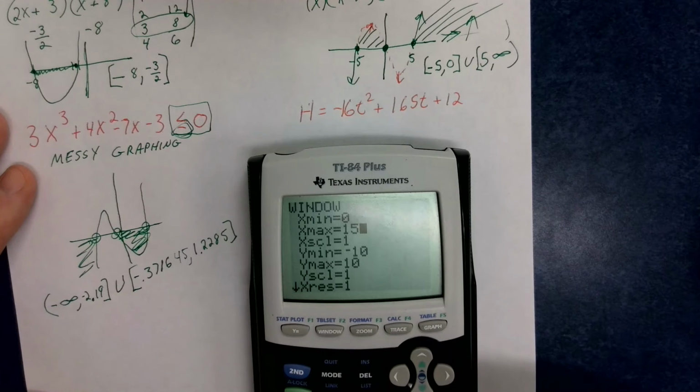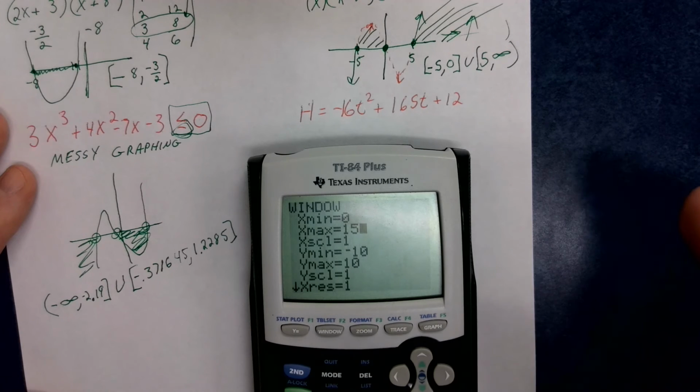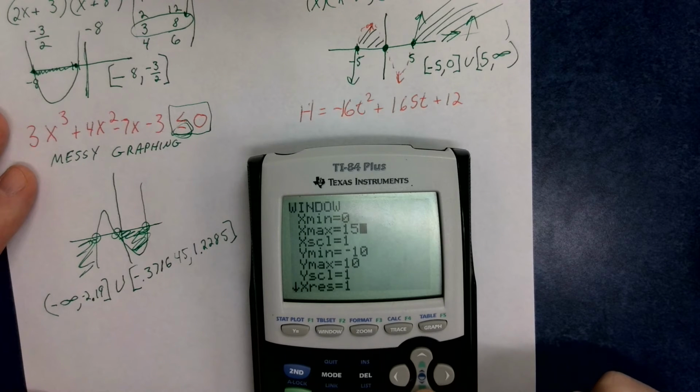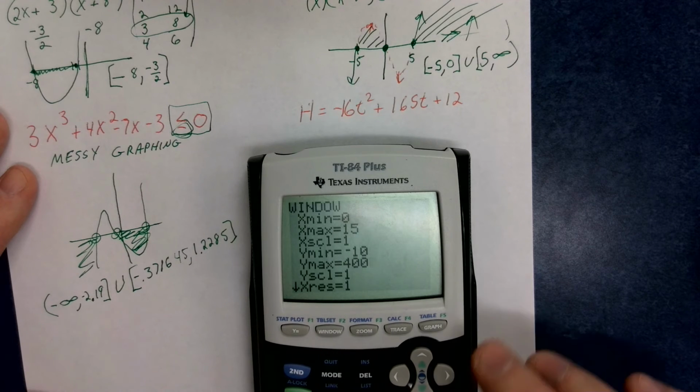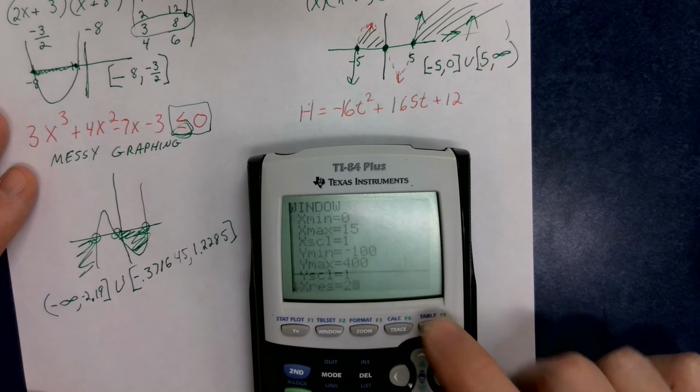I think 165 feet per second is pretty fast, but I don't think it's going to be up in the air for more than 15 seconds. That's a long time. Y max, I'm going to start off with 400 feet, and Y min, I'm going to do -100. Now this is just my guess. I'm going to do my x-res down here at 2. Go ahead and set up your calculator like that, and we're going to hit graph.